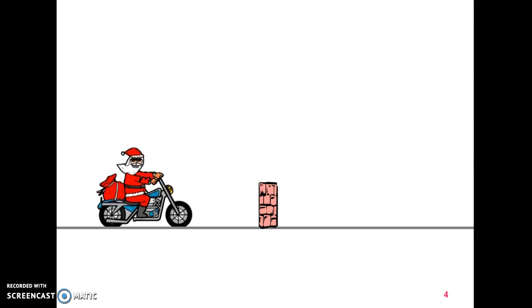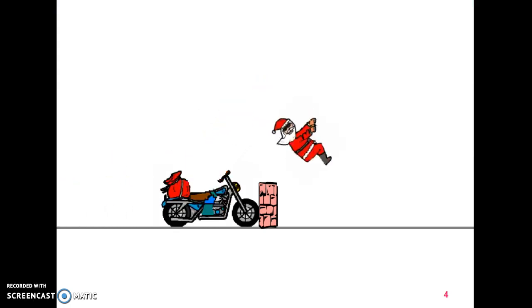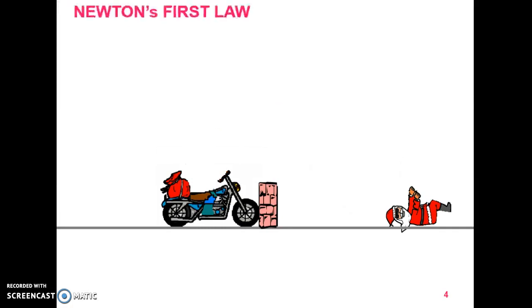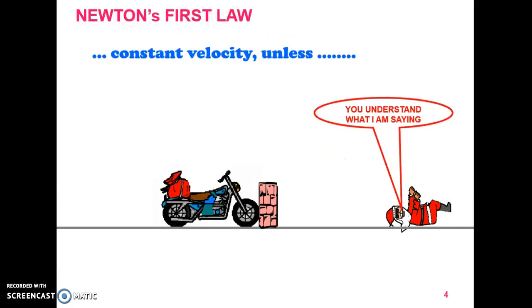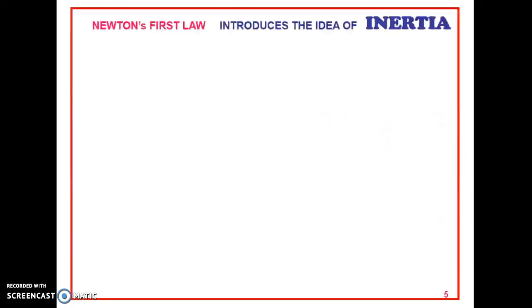So for example, Father Christmas, poor guy, what happened here? There was a resultant force acting on him, the wall on the motorbike, and so he continued to move beyond the wall stopping the motorbike. So he continues at a constant velocity until an external resultant force acts upon him.